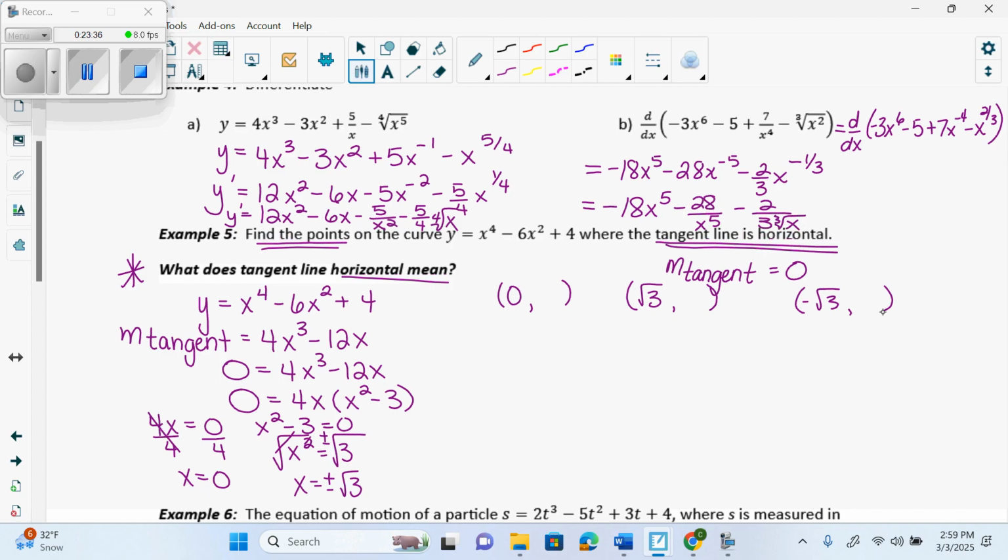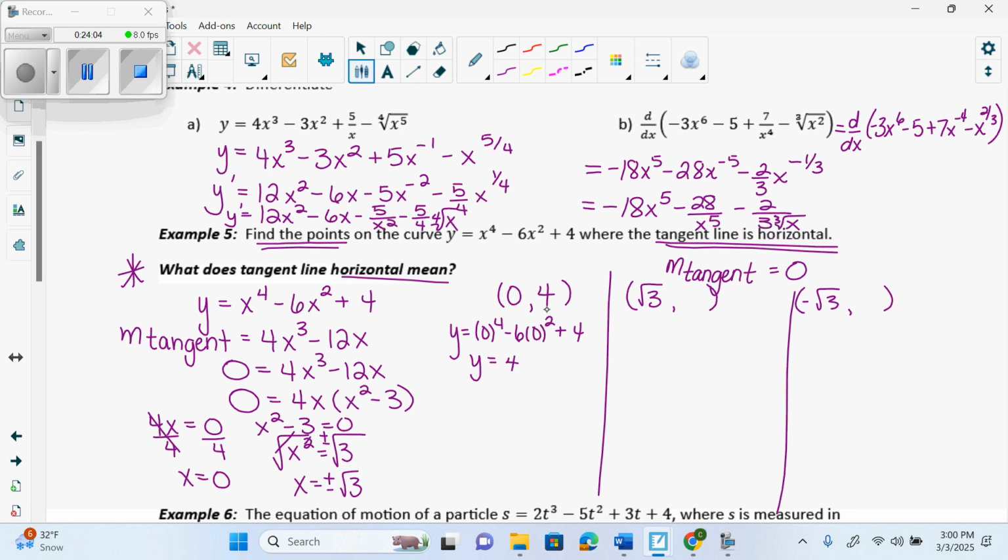It wants the points. How do I get the y if I know the x? Plug it back into the original equation. So I'm going to get y equals 0 to the 4 minus 6 times 0 squared plus 4. So y equals 4. So (0, 4) is one of my places where I have a horizontal tangent.